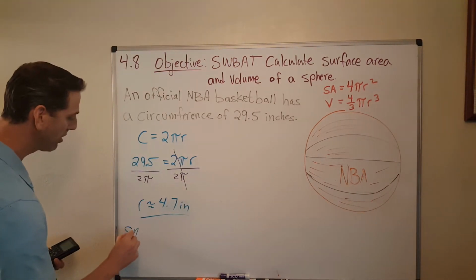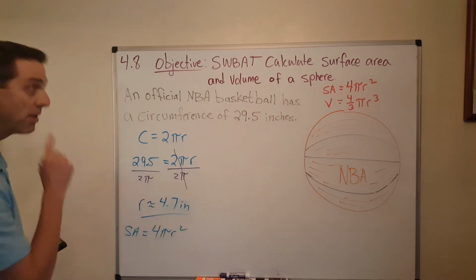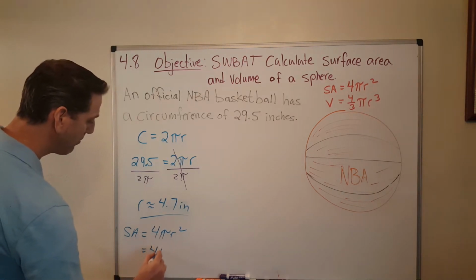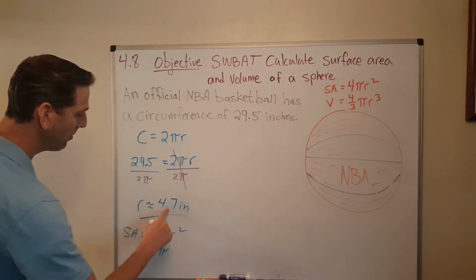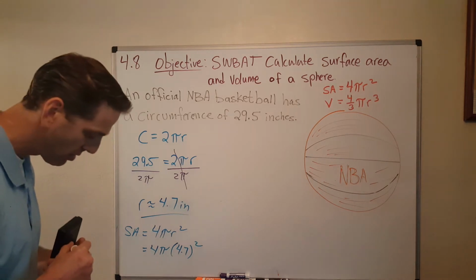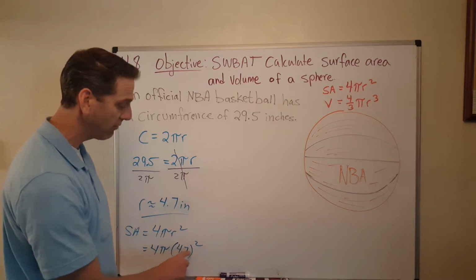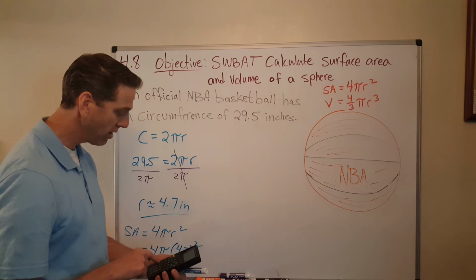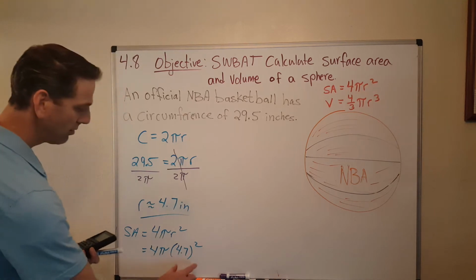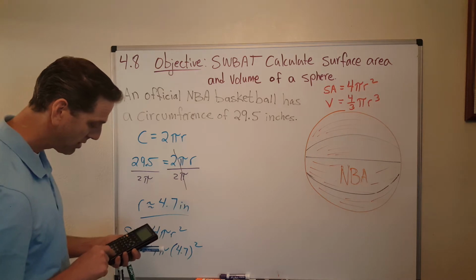So surface area is 4 pi r squared, which equals 4 pi, and r is about 4.7, and I have to square that. Be careful, make sure you know your order of operations. I've got to do the exponent first, so I'm going to square that. So I get about 22 times 4 times pi.